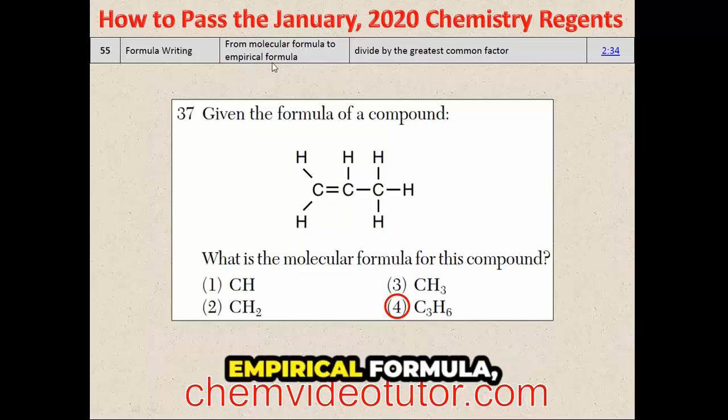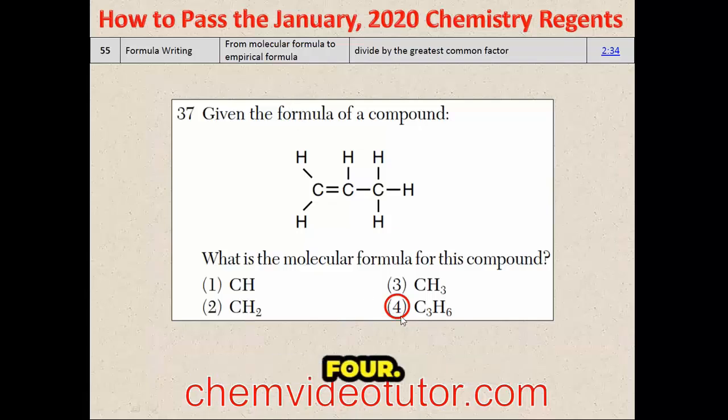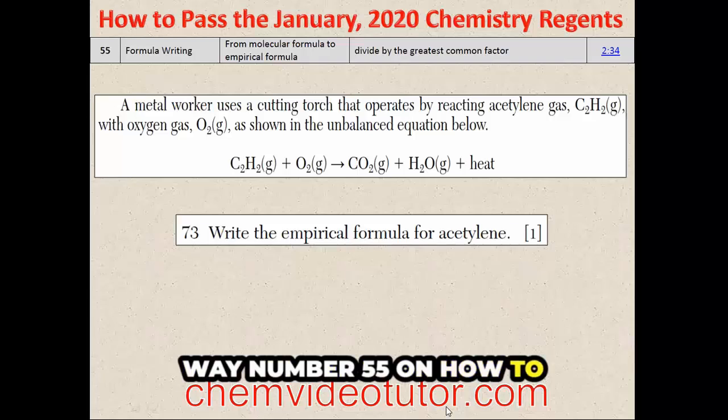If you were to get the empirical formula, you would divide this by the greatest common factor, which would be 3, and you would end up with CH2. So CH2 would be the answer if they asked for an empirical formula, but they don't, so we'll go with choice 4.